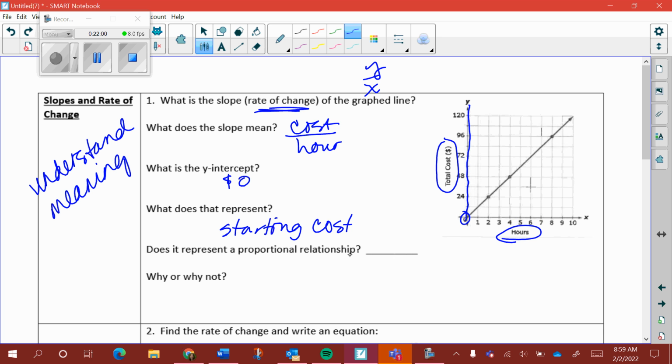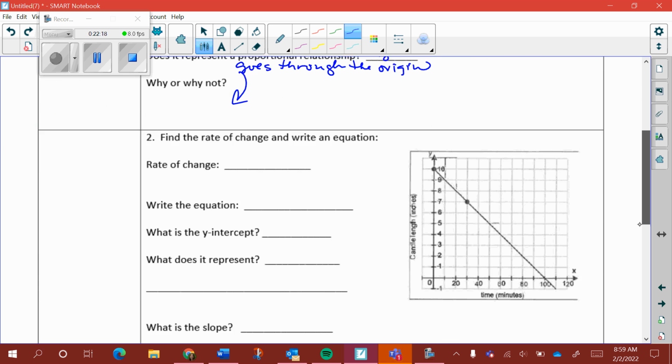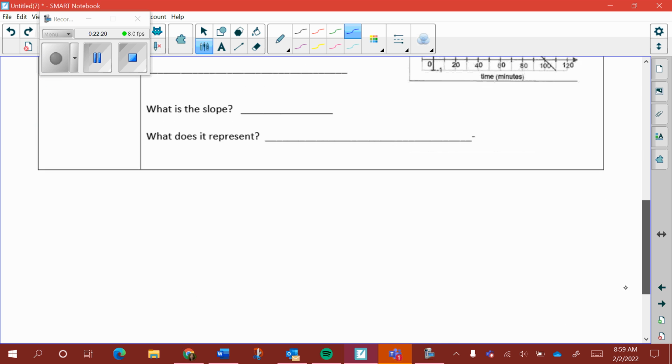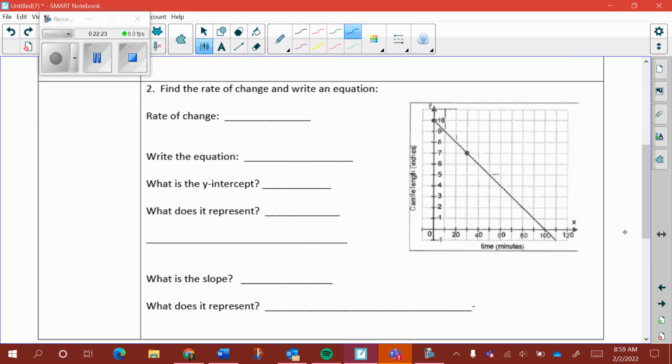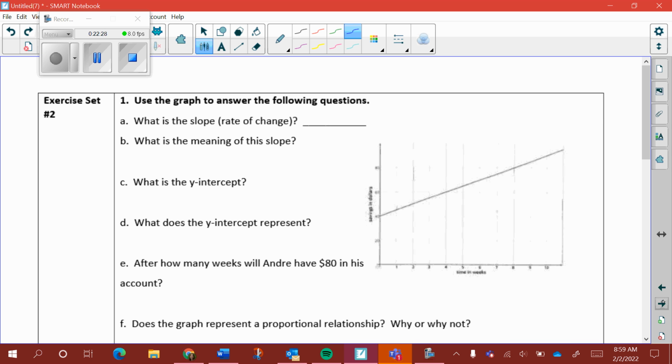Does it represent a proportional relationship? Proportional means goes through the origin. And yes, it does. Why or why not goes through the origin. And number 2, try to work that one on your own. And then this is going to be exercise set number 2. This is what you will do on your own for an assignment. I will see that tomorrow.